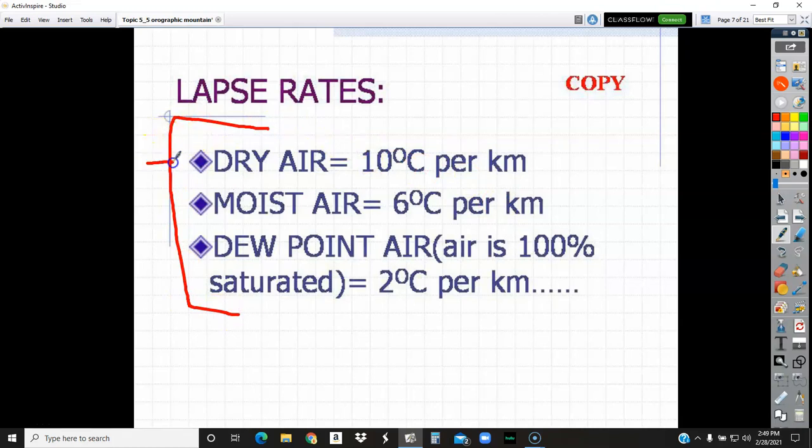You've got dry air, which means no water in it whatsoever. You've got moist air, which is, let's say, 50% humidity. So we'll call dry air 0 humidity, moist air 50% humidity. And then you've got dew point air, which is 100% humidity, totally saturated. Notice the number gets lower as you go up in humidity.